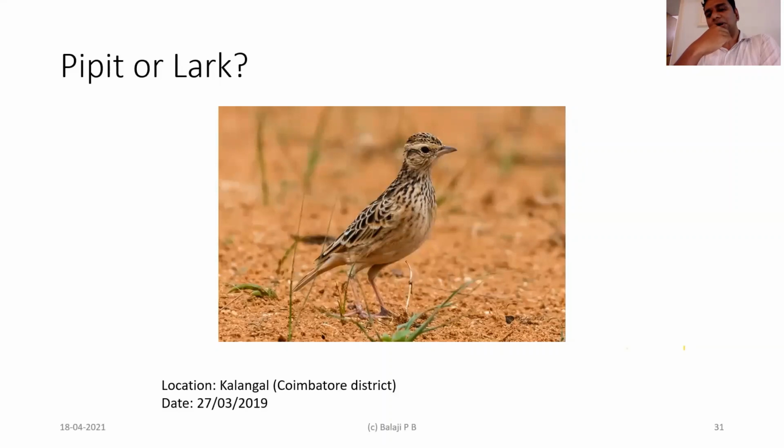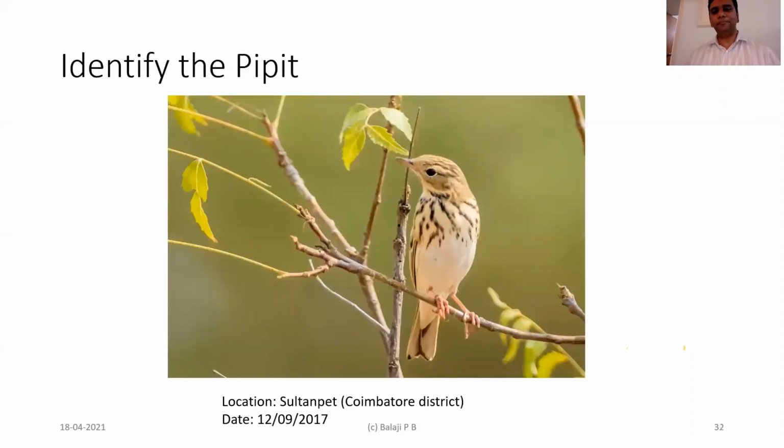The main identification pointer here, as Laya ma'am said, is the bill. So it's an Oriental Skylark. It was photographed in Kalangal in Coimbatore district. Congratulations, Laya ma'am, and Harini also. So we are able to identify whether it's a pipit or a lark. Oriental Skylark is the species which most of the people struggle with. If that is clear, I think we can confidently move on to the next slide.